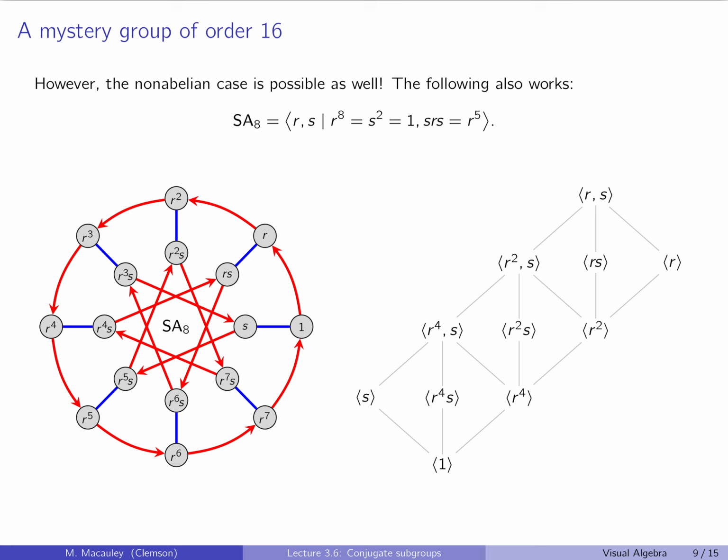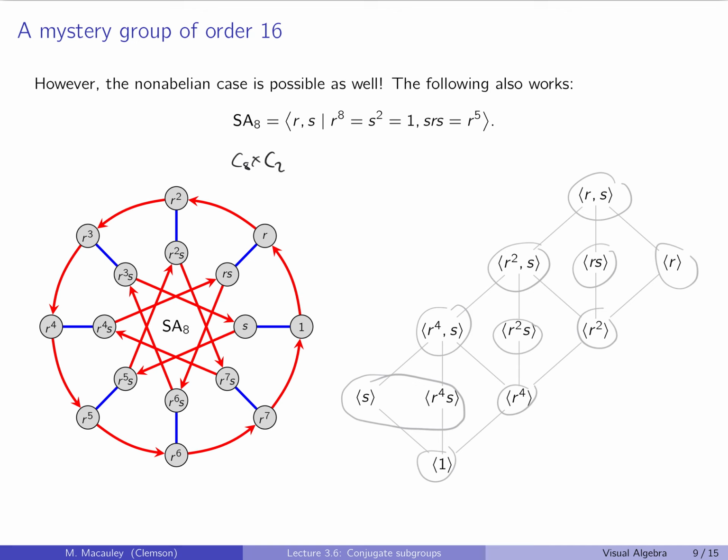Now this is also generated by an element R of order 8 and an element S of order 2, but now we have this other relation. If you have not watched my lecture on semidihedral and semiabelian groups, please do so. And let me just say a couple things. So again, we know that in this case, the conjugacy classes, these are all normal, and these two have to be conjugate. But if you did watch that lecture, you saw that this group and the one that we saw on the previous slide, which was C8 cross C2, had the same cycle graph.